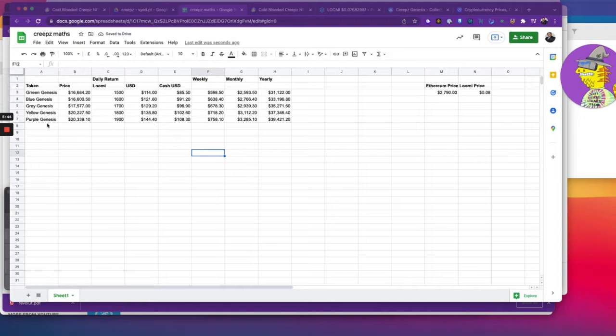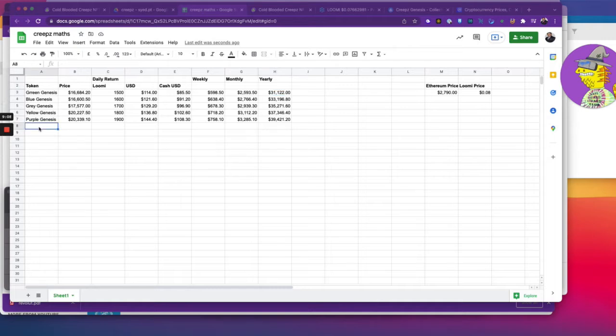Okay, so essentially these are the returns we should be expecting from these groups. So 16,000 invested would get us about 2,500 per month. Within 6 months, we should recoup most of the money. And the other thing is obviously the value of the Genesis is going to go up over time.